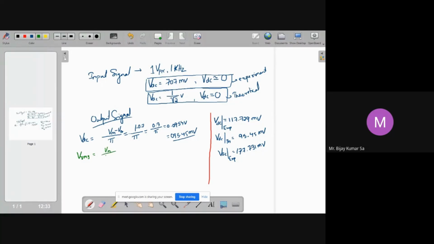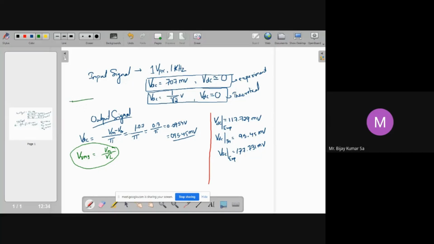VM upon root 2, is it? No, this is for only which kind of signals? For pure sinusoids, VRMS is equal to VM upon root 2. It is not for a signal which is a rectified output. So this will not apply. Are you getting or not?